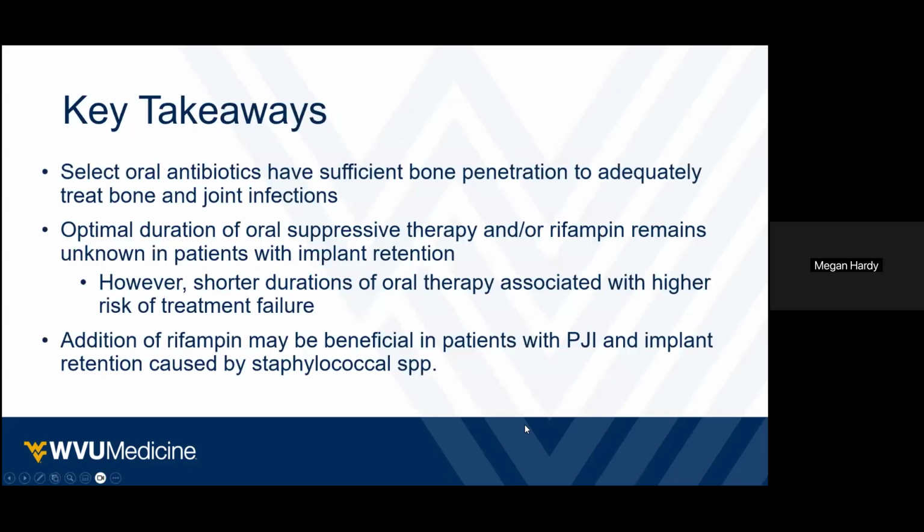And so really some key takeaways here. So select oral antibiotics, as we know, will have sufficient bone penetration. Once again, knowing what that bone penetration really encompasses as far as pharmacokinetics, time versus concentration over MIC, lipophilicity, bioavailability, to adequately treat bone and joint infections. However, the optimal duration of oral suppressive therapy and or rifampin use remains unknown in patients with implant retention. But we did see in a couple of studies here that shorter durations of oral therapy were associated with higher risk of treatment failure in the 2 studies that we looked at here, at least.